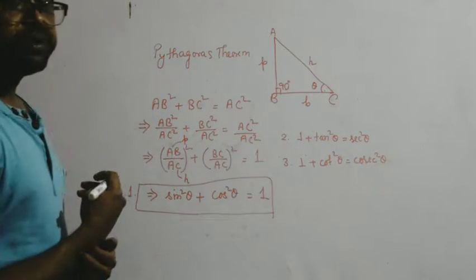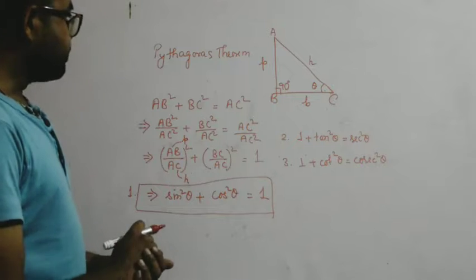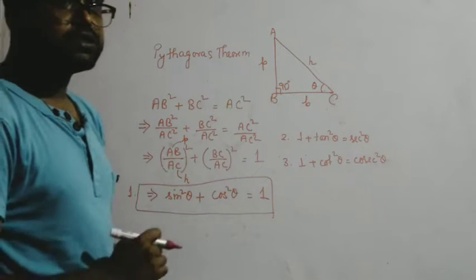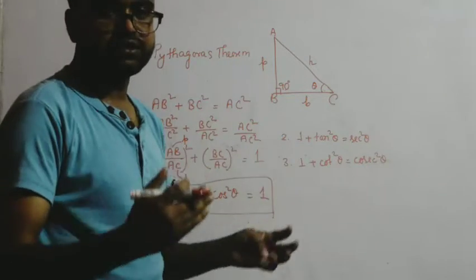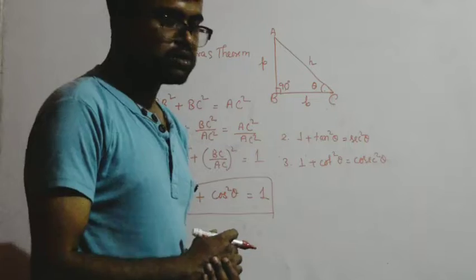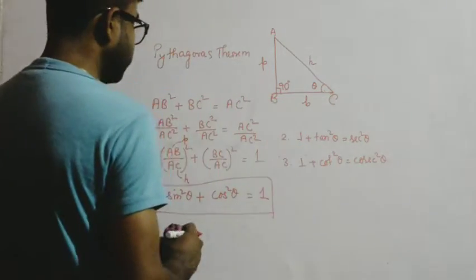So these are the 3 important identities that we are going to discuss. Now, based on these 3 identities, we have some problems. Especially for board exams, you have questions like 'prove that'. You will be given one 'prove that', which may be for 2 or 3 marks probably. Now, for that, let us take some examples.